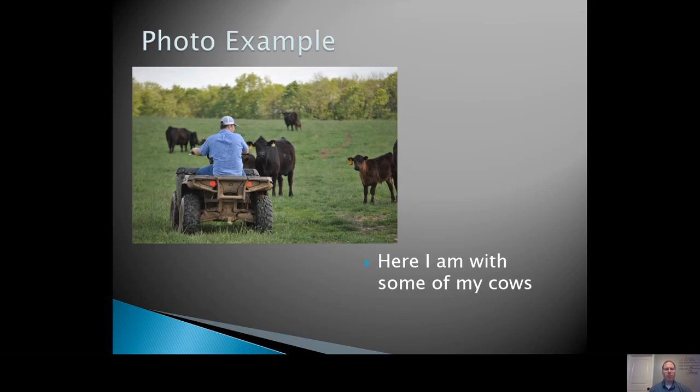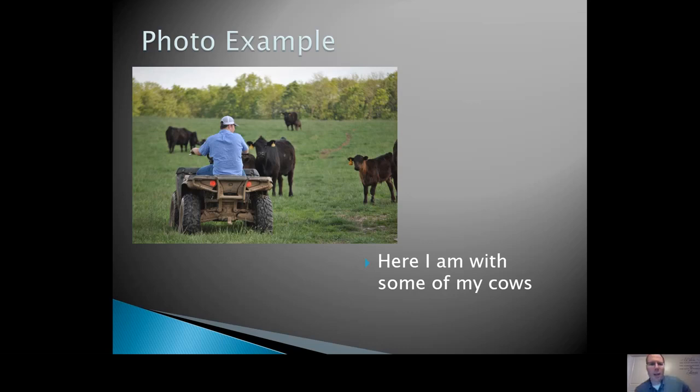I want to show you a couple of photo examples now. I love this picture, but in terms of a proficiency picture, if this picture is in there and the caption is, "Here I am with some of my cows," that doesn't tell us a lot, does it? I mean, we know that there's a student, we know that there's cows. Okay, but that's all we can tell.